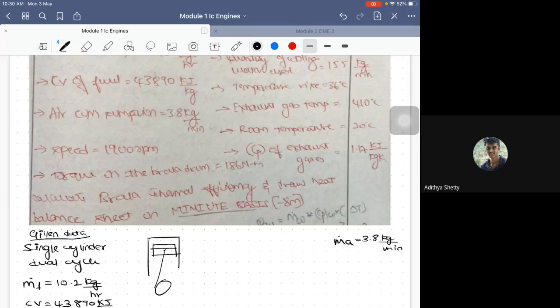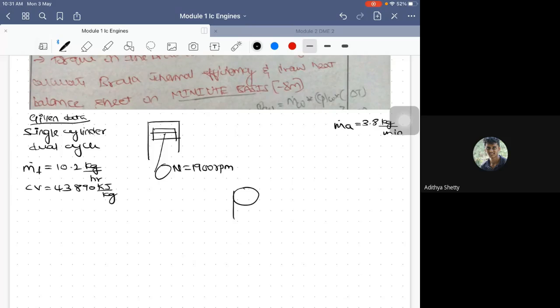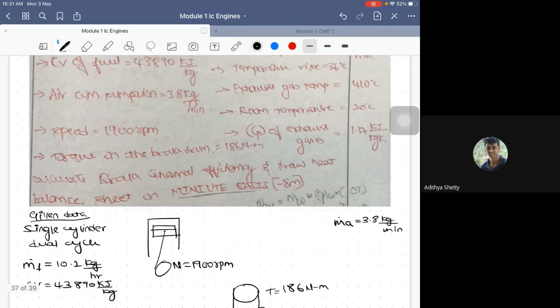Okay. So speed is how much? Speed is 1900 RPM. Torque on the brake drum he has given. So brake drum parameters we will note down at the other end like this. So directly he has given the torque. That's beautiful. So how much is it? 186 Newton meters. So this is the value of torque.